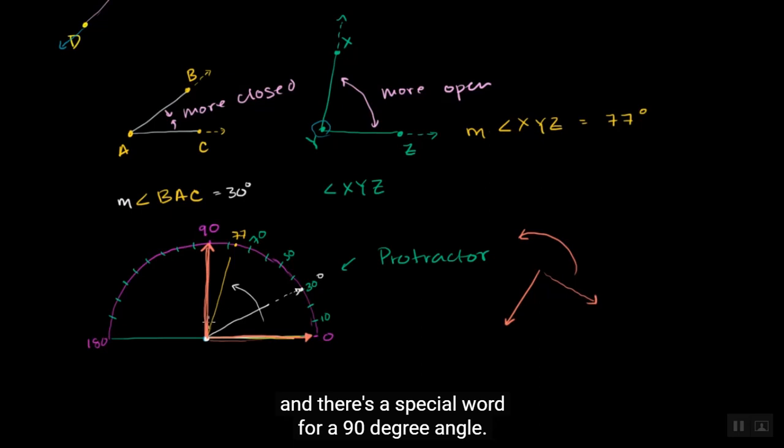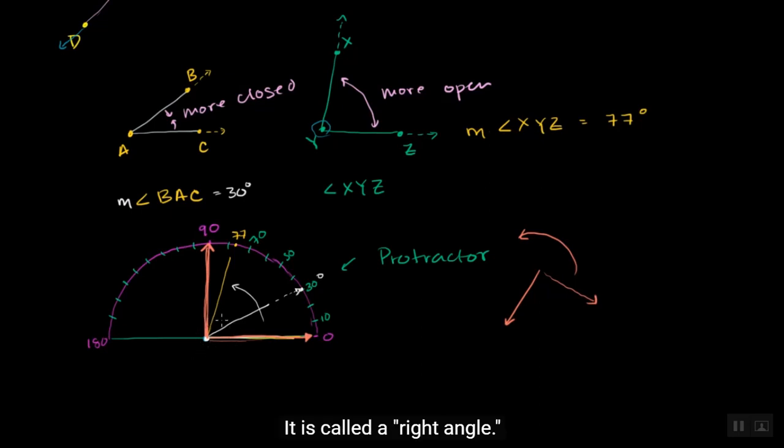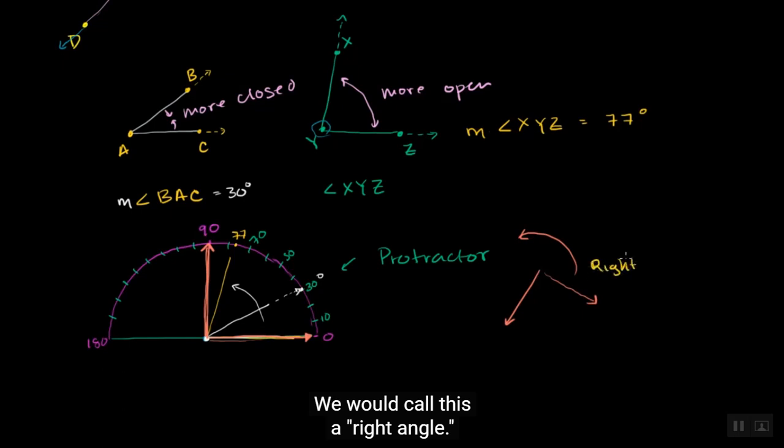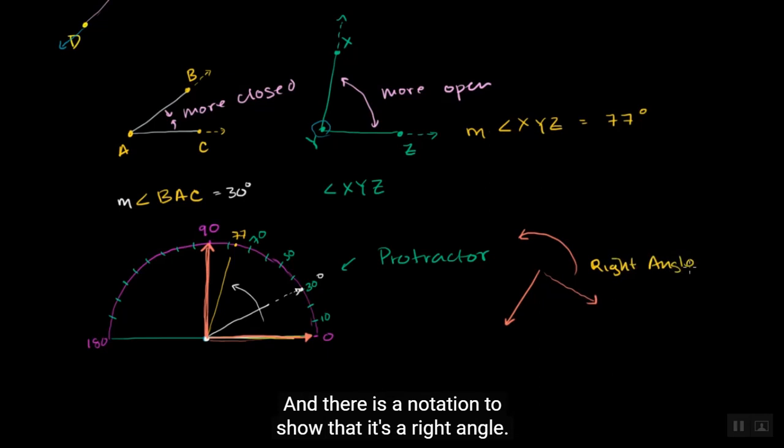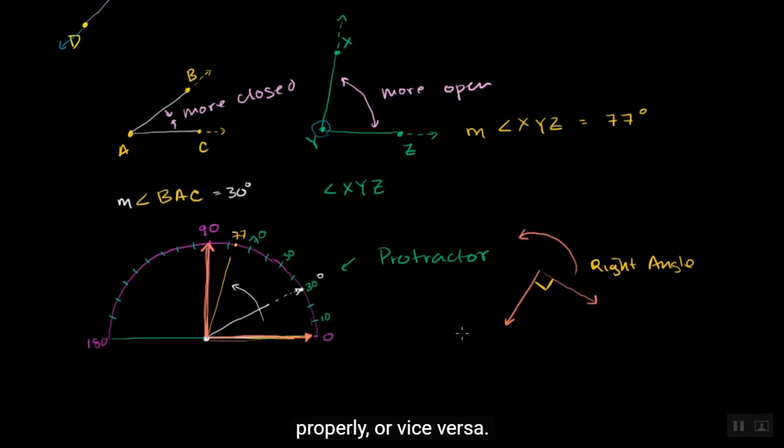And there's a special word for a 90 degree angle. It is called a right angle. So this right over here, assuming if you rotate it around, would look just like this. We would call this a right angle. And there is a notation to show that it's a right angle. You draw a little part of a box right over there, and that tells us that this is going, if you were to rotate it, exactly up and down, while this is going exactly right and left if you were to rotate it properly, or vice versa.